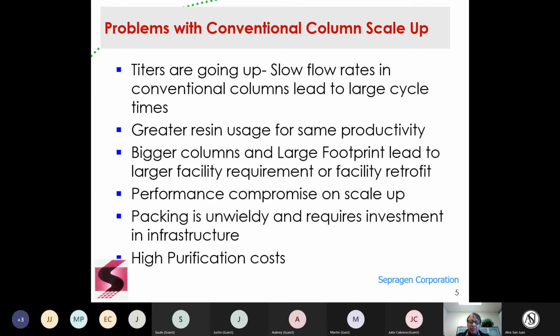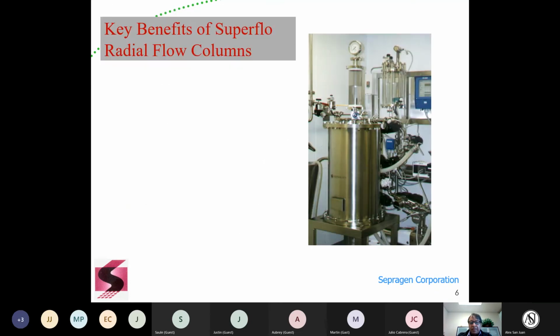And so the radial flow columns provide a convenient way of not only getting higher productivity, but reducing footprint, reducing waste, and also, in many cases, reducing resin usage. And ultimately, of course, reducing cost of purification. So it's a low-hanging fruit. You can try to do this by continuous chromatography systems, which we provide, or by changing resins or so forth, but it's so much easier just to change out the column.